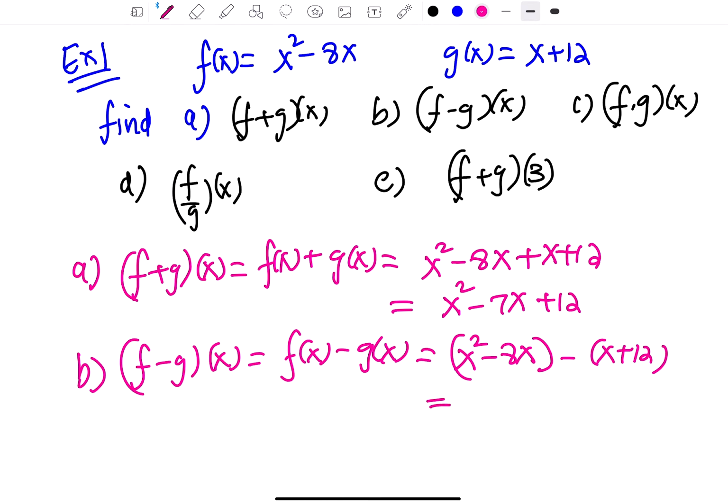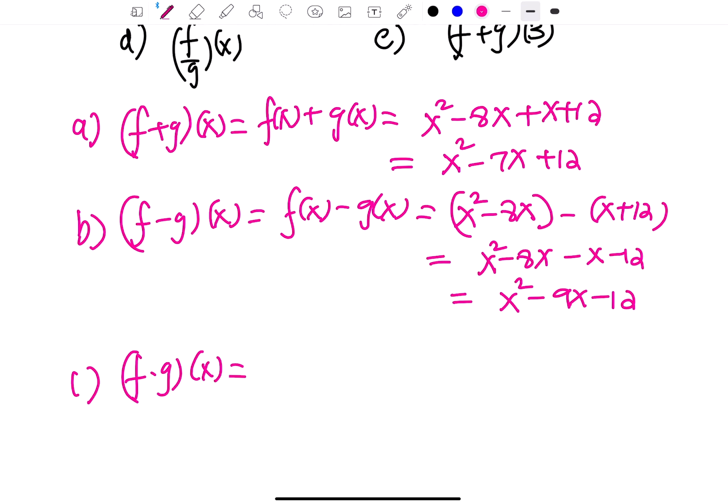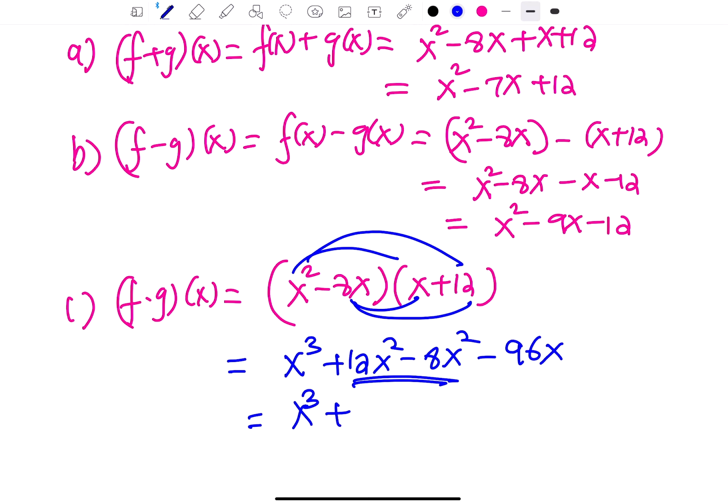To obtain the multiplication function, f times g of x, the f function is x squared minus 8x, g of x is x plus 12. We can either use the distributive property or foiling and then combine the like terms. It comes out to be x to the third plus 12x squared minus 8x squared minus 96x. And we can combine the like terms here. That would be x cubed plus 4x squared minus 96x, and that's our new function.